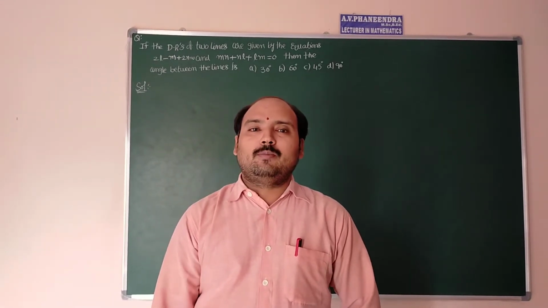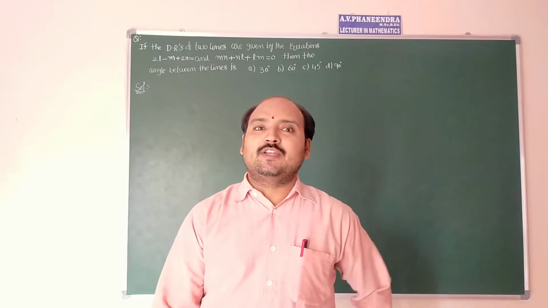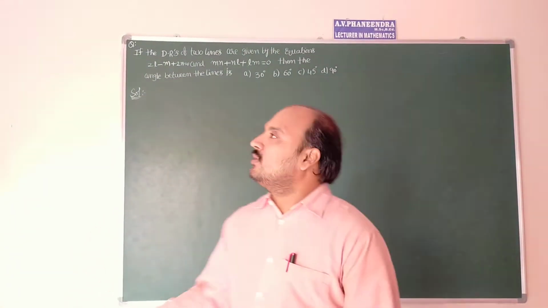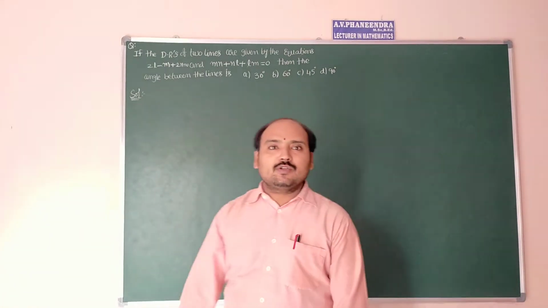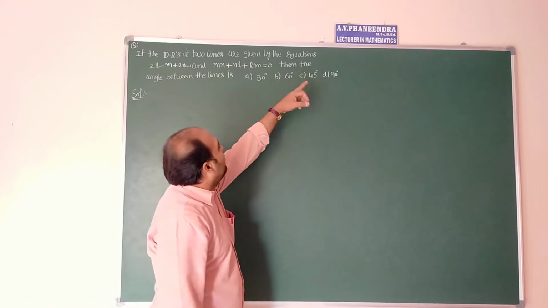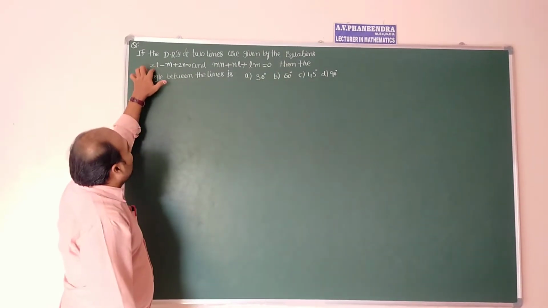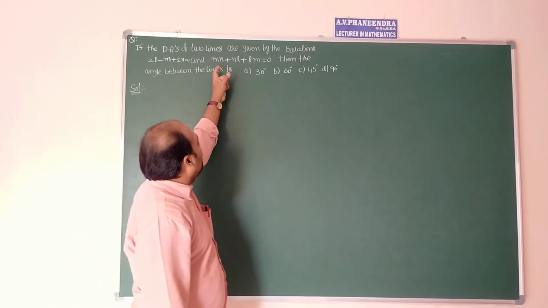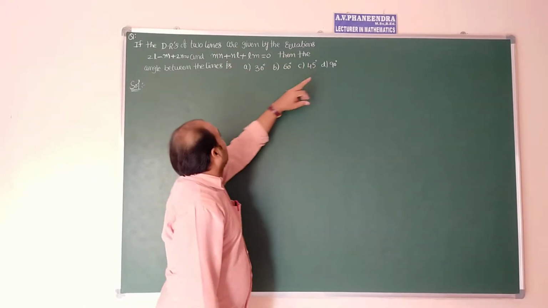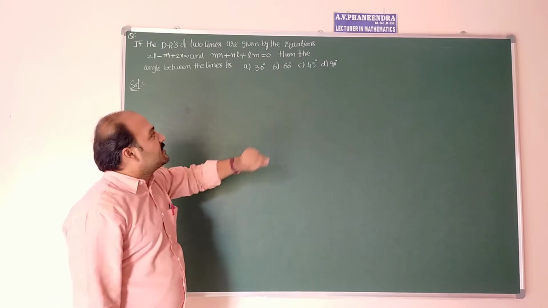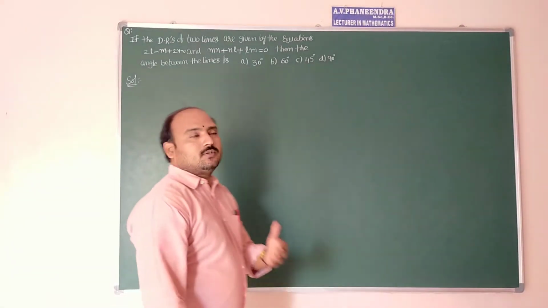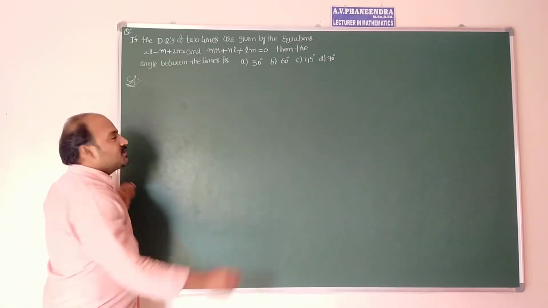In this video, I am going to discuss the DCs and DRs relation and angle between the two lines regarding direction ratios and direction cosines. First, if the DRs of the two lines are given by the equations 2L minus M plus 2N equal to 0, MN plus NL plus LM equal to 0, then the angle between the lines is 30, 60, 45 or 90. First, given lines you have to write.